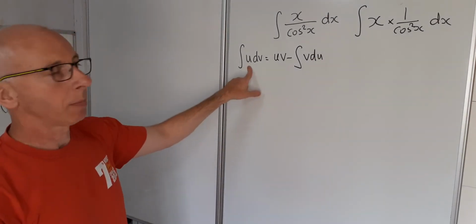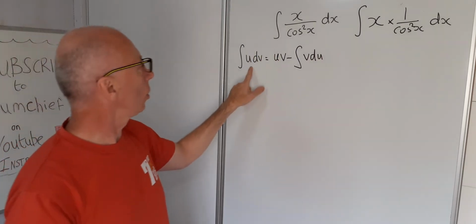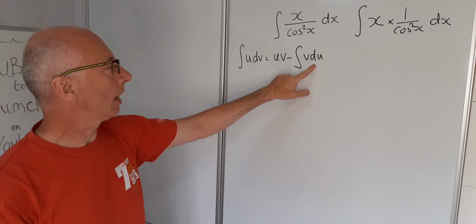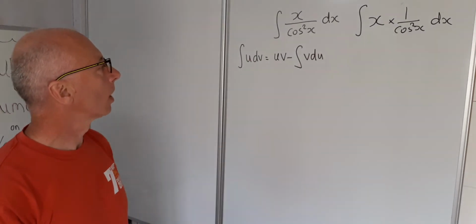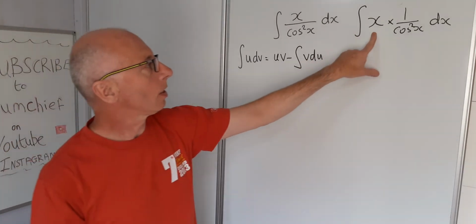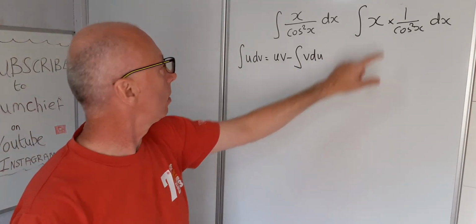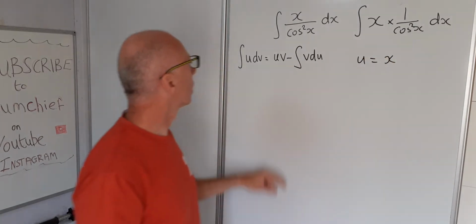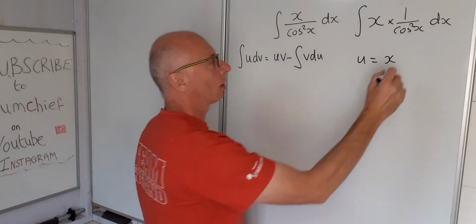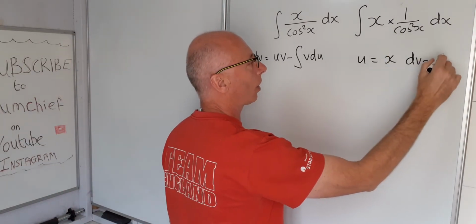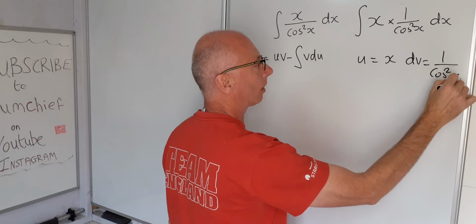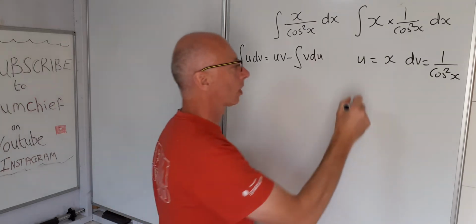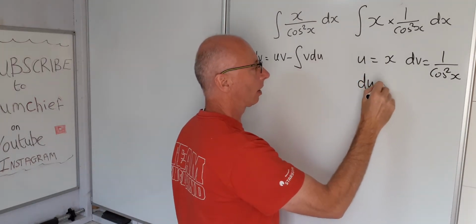So what that means is we have to assign a u and a dv to one of these and then find the derivatives and integrals of each part. So looking at this, the best way to go would be the x to be the u. So we'll let u equal x. And the dv, we'll let that equal 1 over cosine squared of x. Okay, so now we need du. So derivative of x, that's just 1.